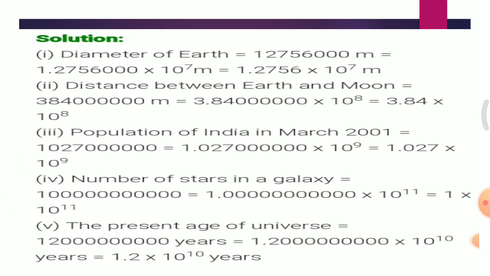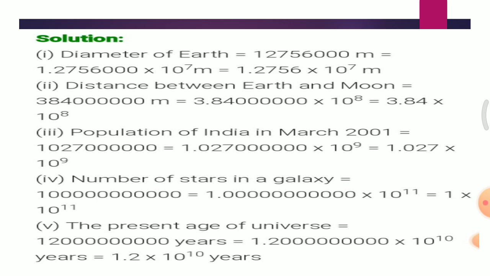The answer set is here. You see very carefully. The diameter of Earth equals 12,75,06,000 meters. Means you place the decimal here. Okay, 1.2756 multiplied by 10 to the power 1 2 3 4 5 6 7, 10 to the power 7 meters. Okay, this is the standard form of any question.